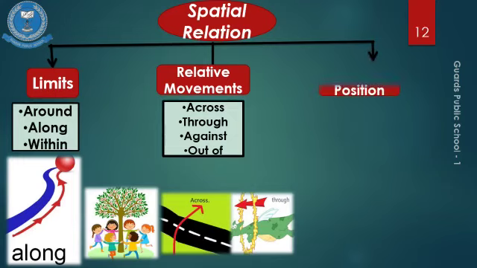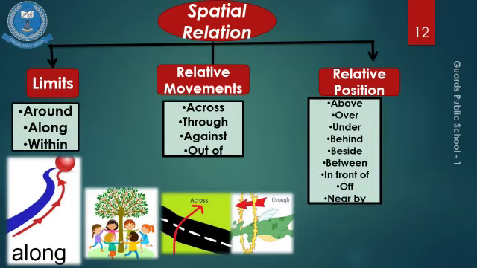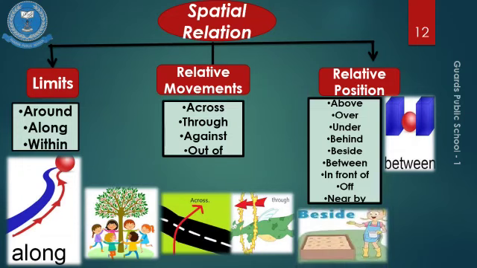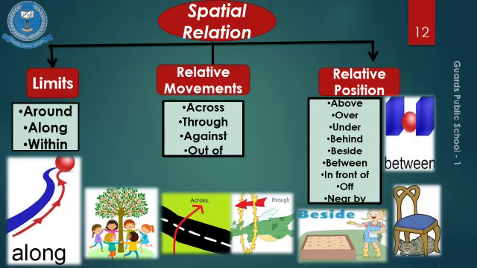The third type is relative position, which includes above, over, under, behind, beside, between, in front of, nearby. In the first image, you can see this ball in between two walls. In the second image, you can see this girl standing beside this bed. In the third image, you can see this cat under a chair.